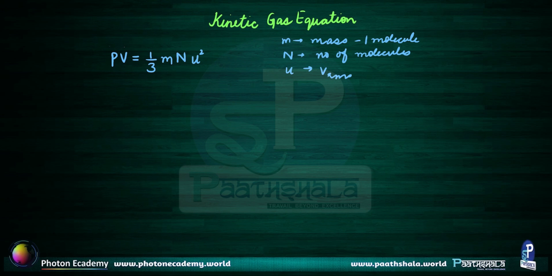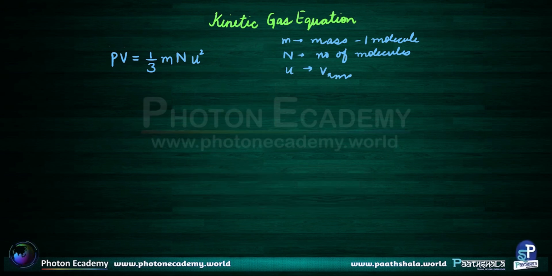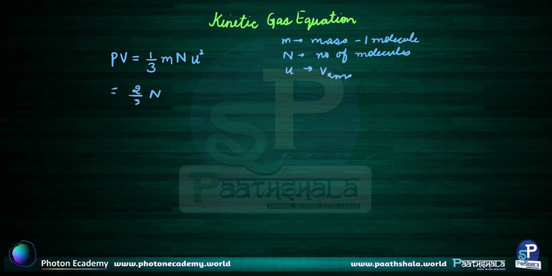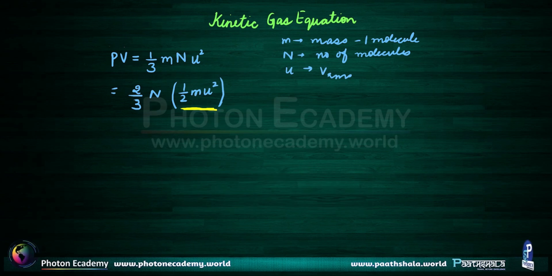Now I'll tell you what RMS speed is in some time, but just remember that the u we are talking about here is the RMS speed. So this equation can be rewritten as 2 by 3 times n, where we've taken n out and multiplied and divided by 2. Here we have half m u square. If you look at this expression, half mu square looks somewhat like the expression of kinetic energy, isn't it? So let's write this down as 2 by 3 times n times the kinetic energy.